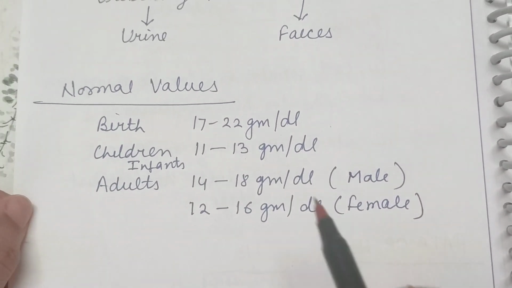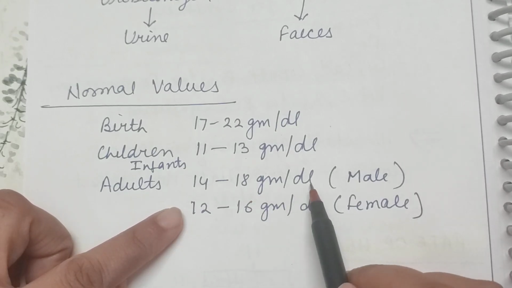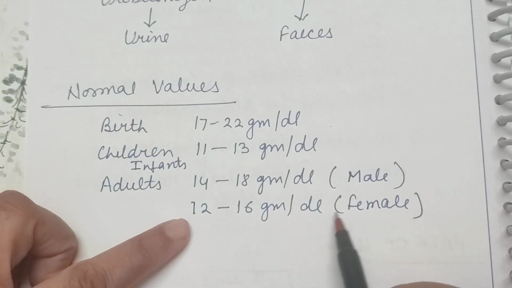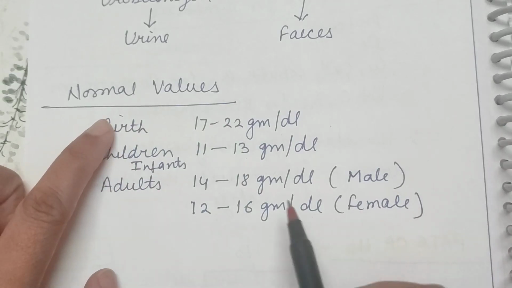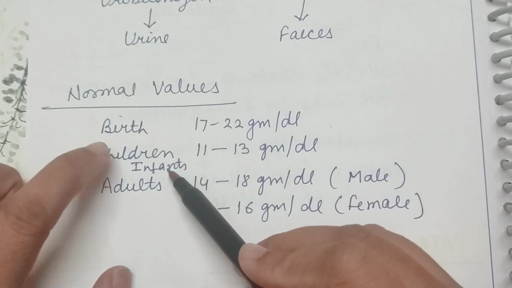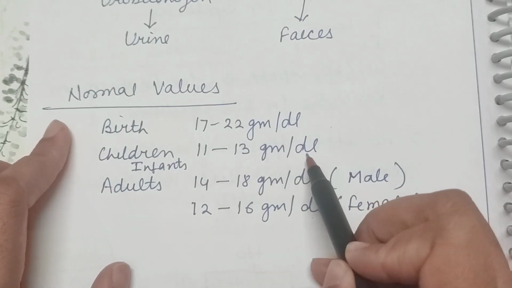Last thing is the normal values. In adults we have 14 to 18 gram per deciliter for males and 12 to 16 gram per deciliter for females. At birth we have 17 to 22 gram per deciliter, and in children or infants we have 11 to 13 gram per deciliter.